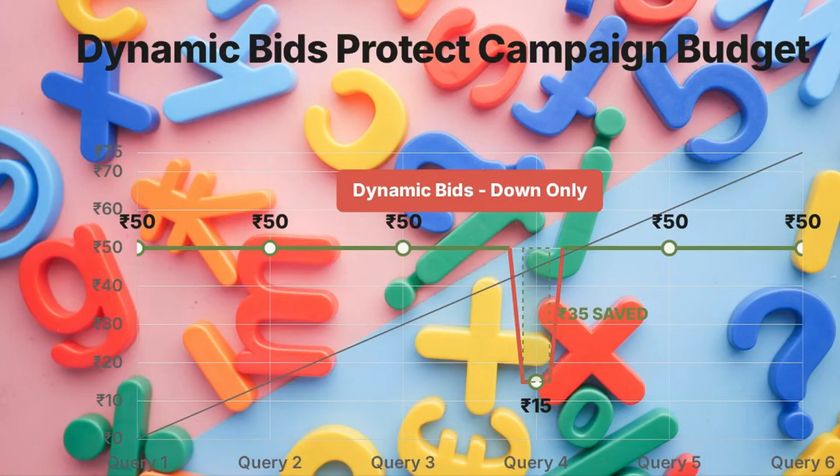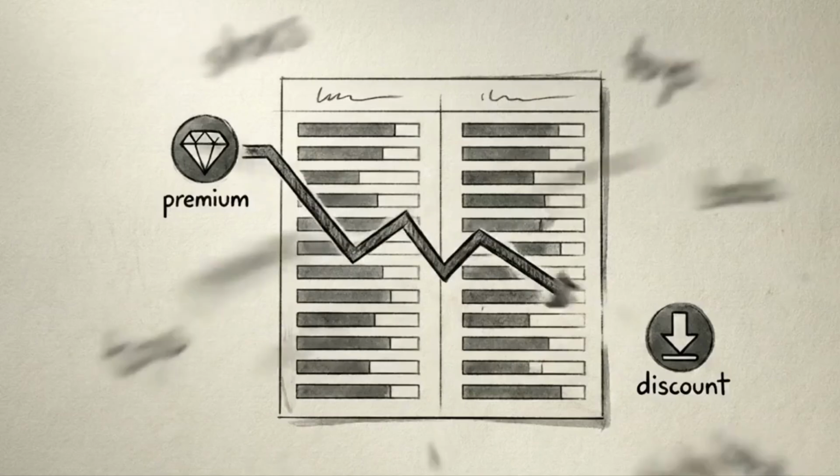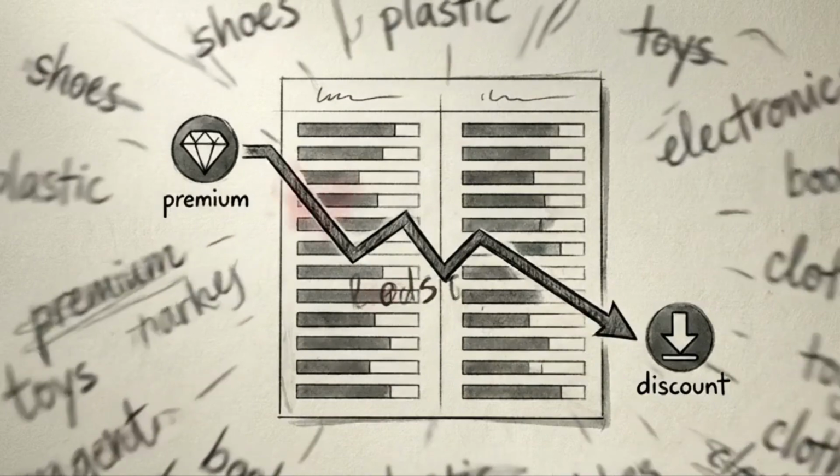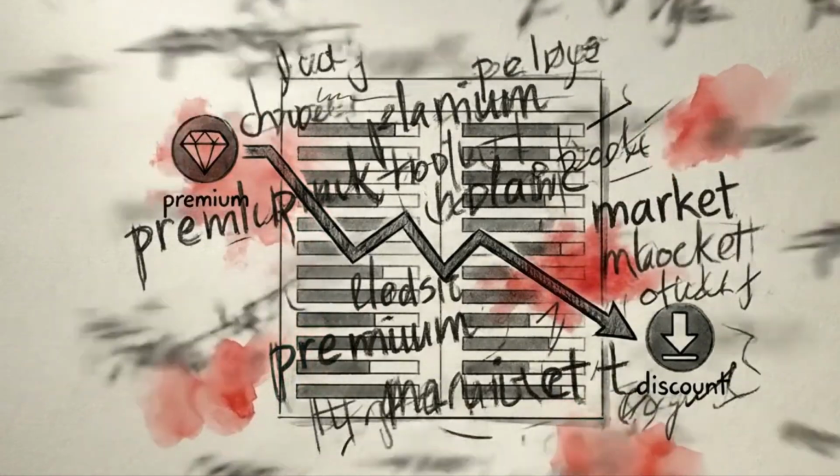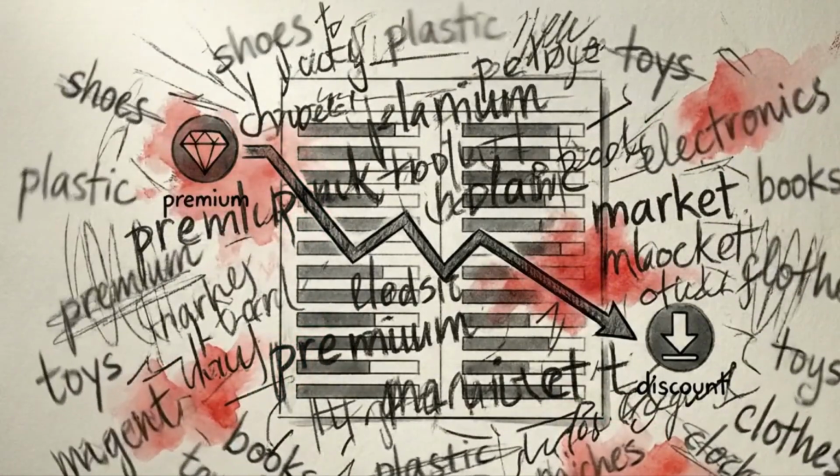To acquire that data without bleeding cash, the campaign utilized a strict dynamic bids down-only strategy. This setting forces Amazon's algorithm to automatically lower your bid in real time if it calculates that a click is unlikely to result in a sale. Running discovery campaigns without this supervision carries extreme risk. An unrestricted algorithm will rapidly match a product with high-volume, low-intent search traffic.